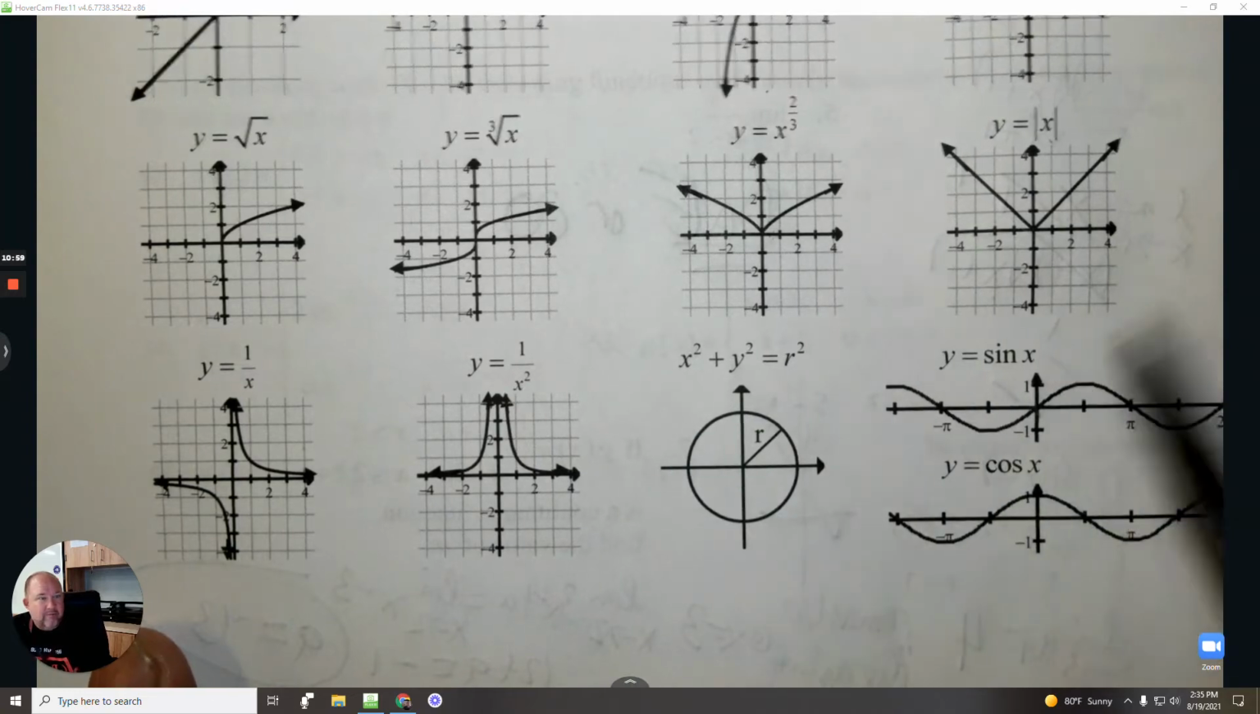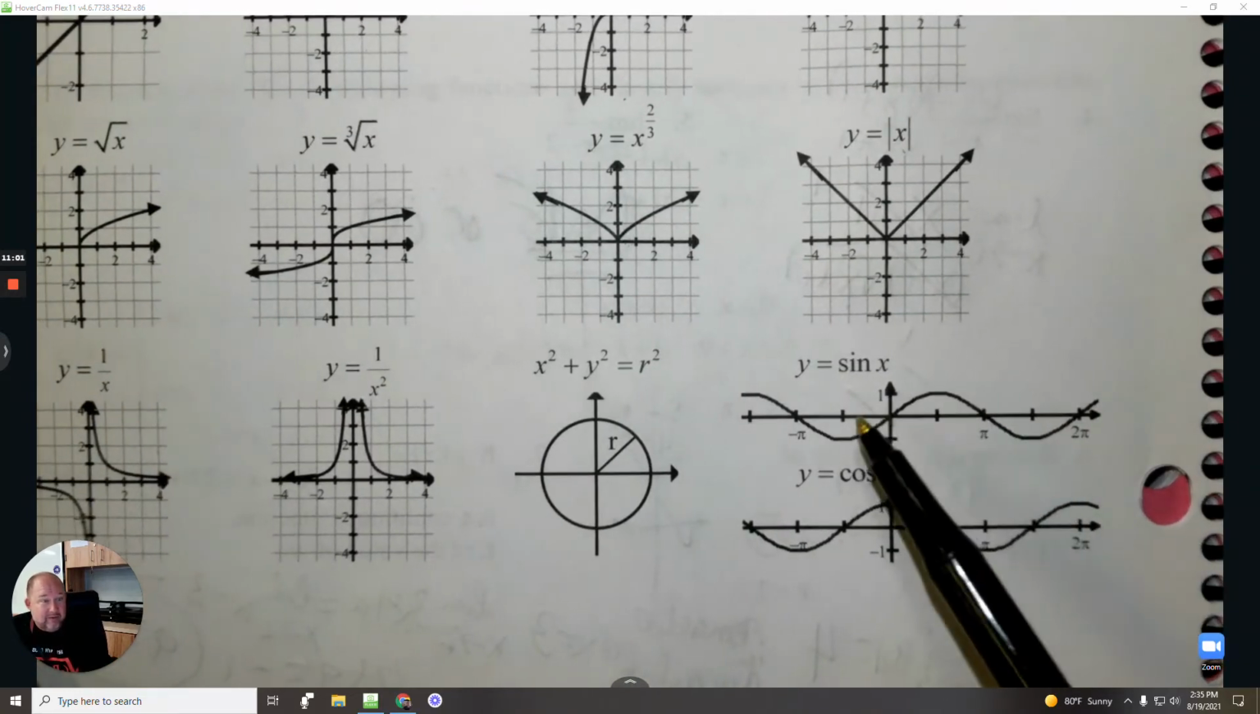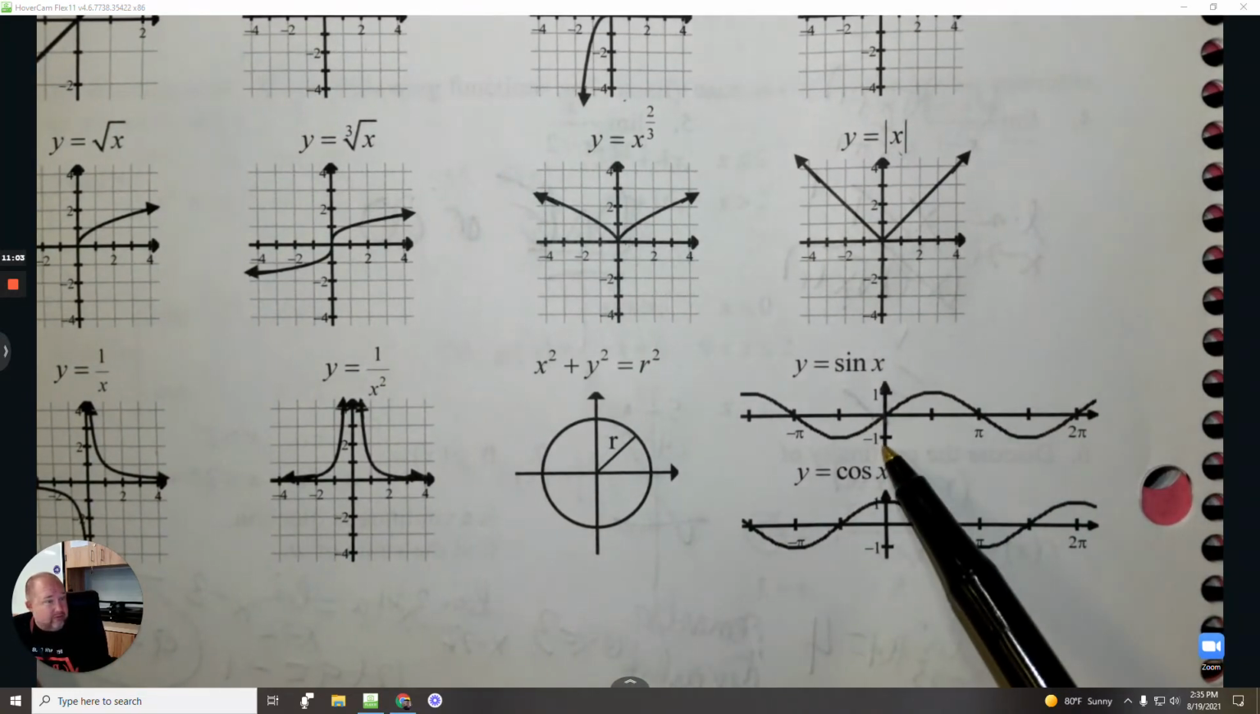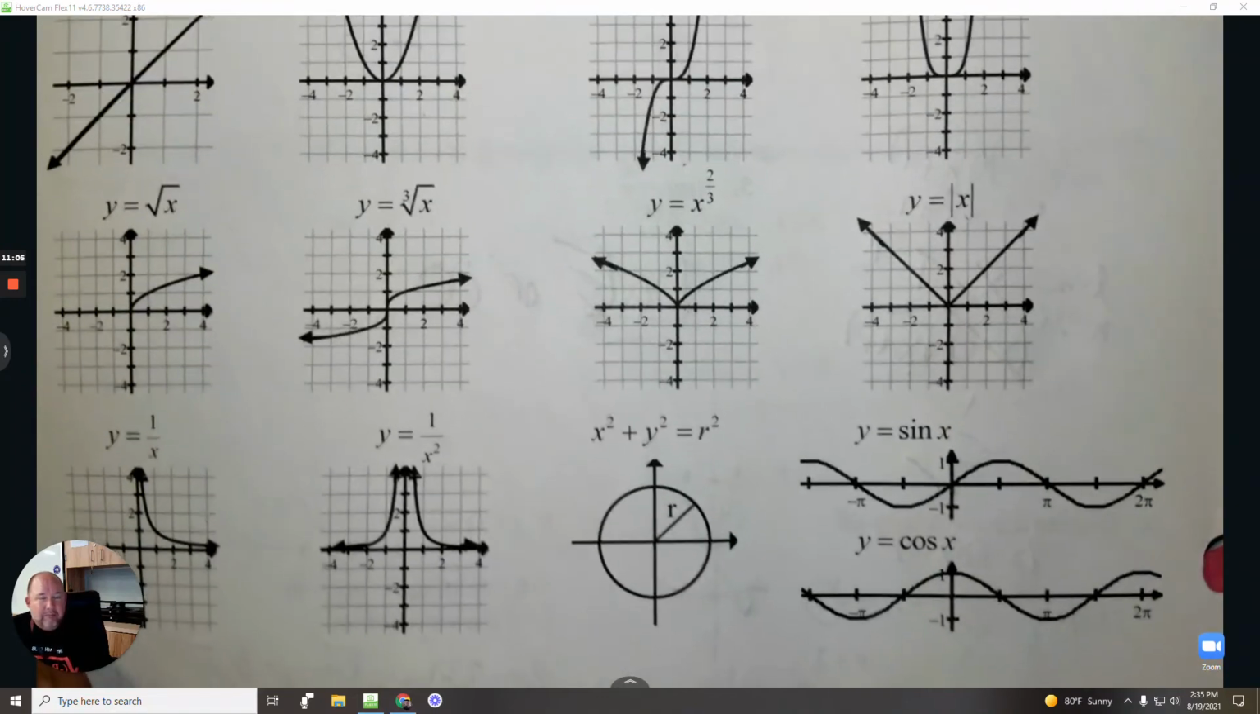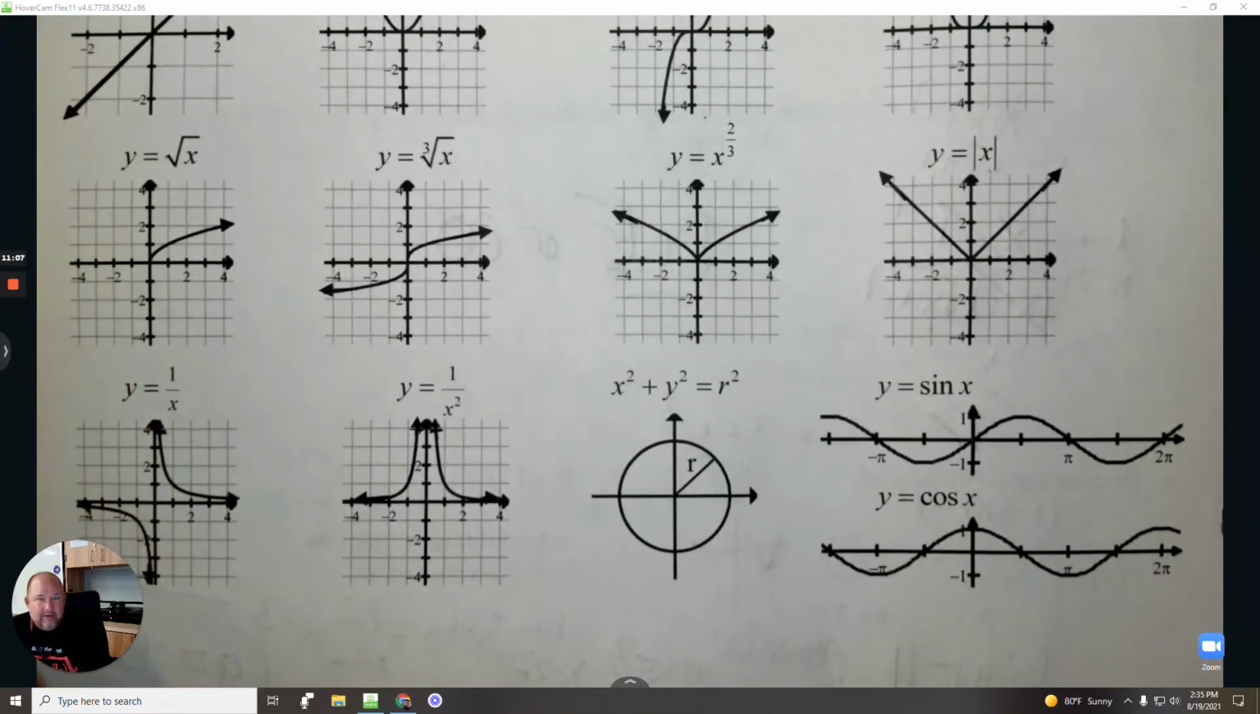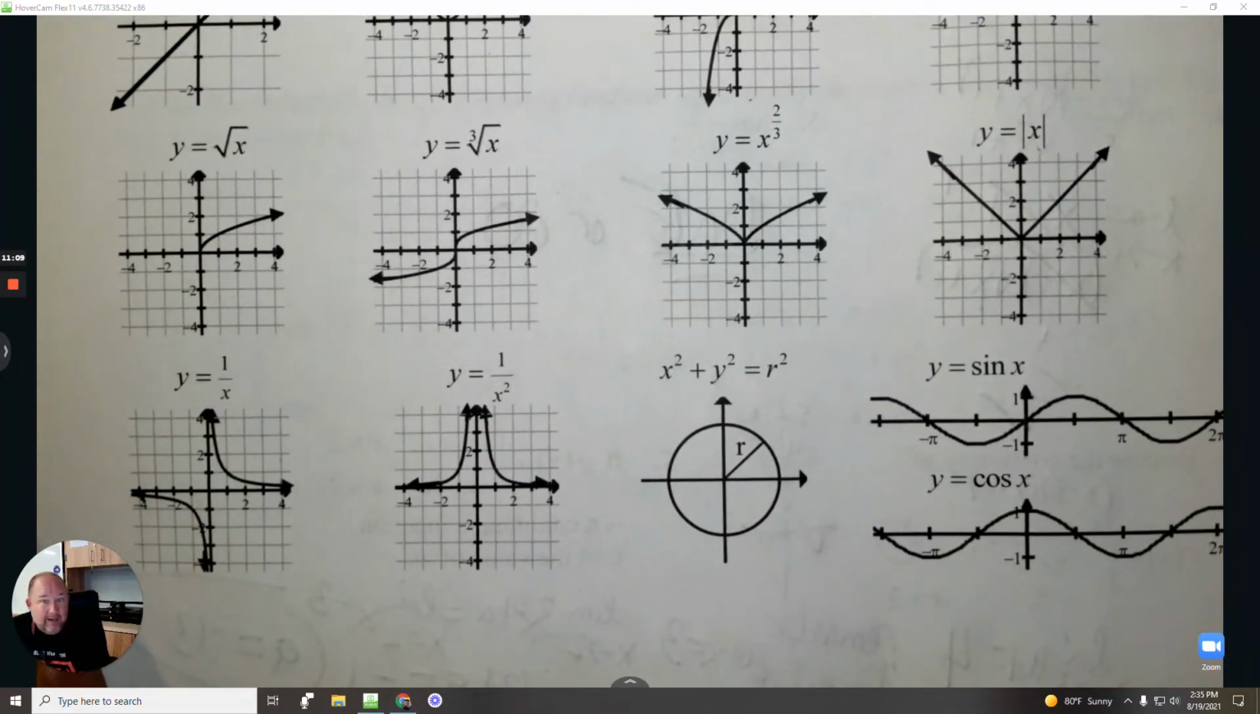We have a circle. We have a sine function. It starts in the middle and goes up. Cosine starts at the top. So these are all basic pre-calculus functions that we need to know and can apply if we have to.